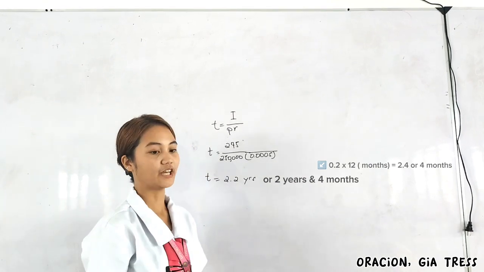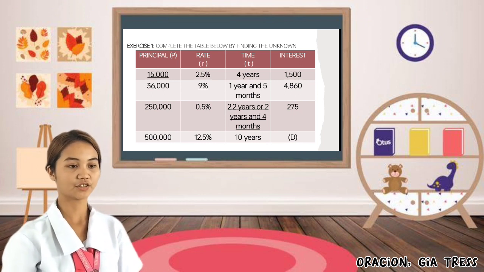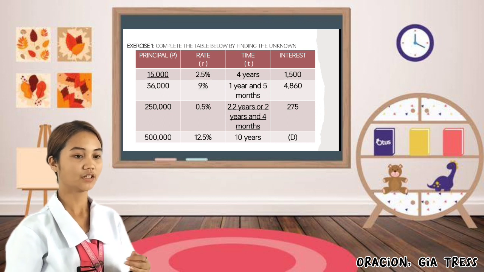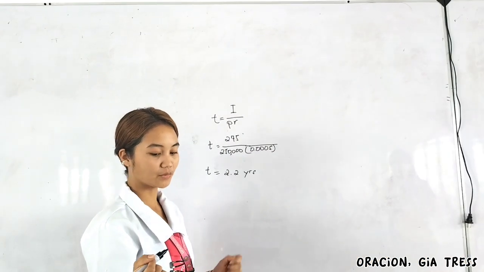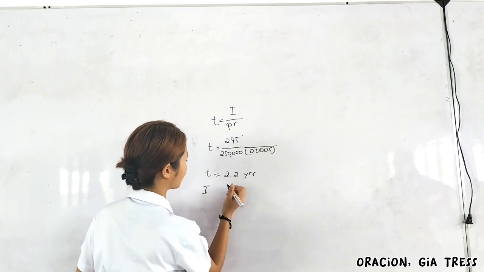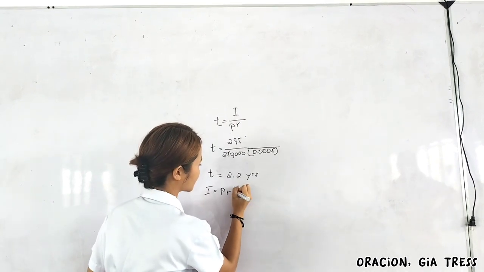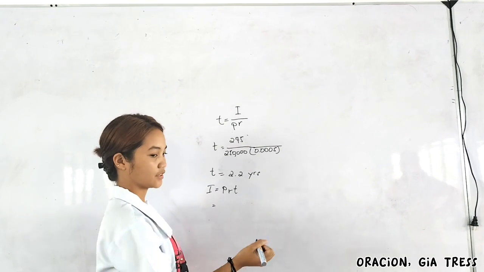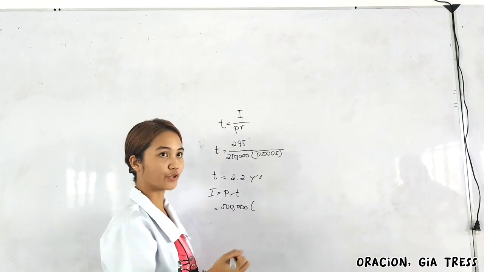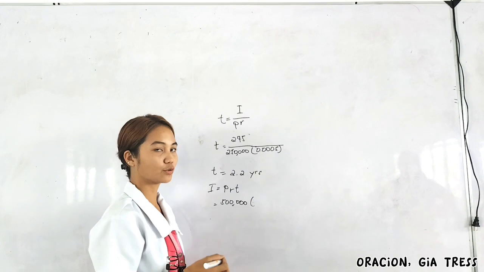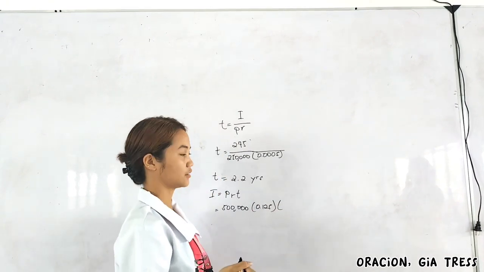That is our time. Next, the last problem, we are looking for the interest, where our principal is 500,000, rate is 12.5%, and the time is 10 years. We are looking for the interest, so I equals P times R times time. Our principal is 500,000 times the rate of 12.5%, equivalent to 0.125, times 10 years, which is the time.